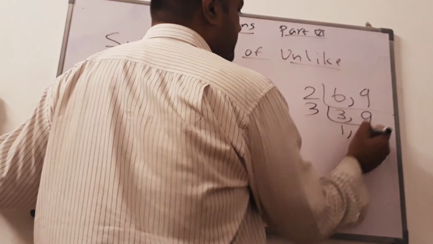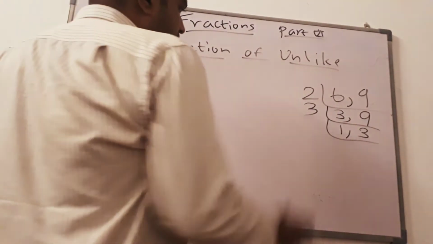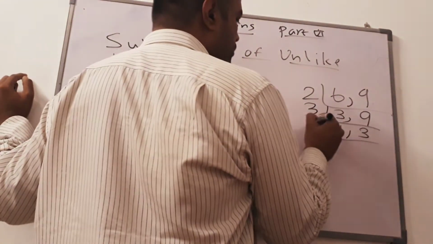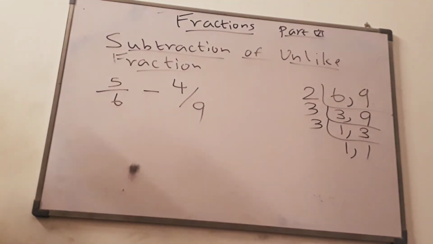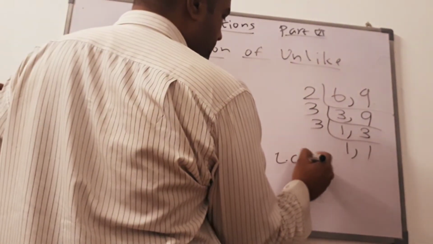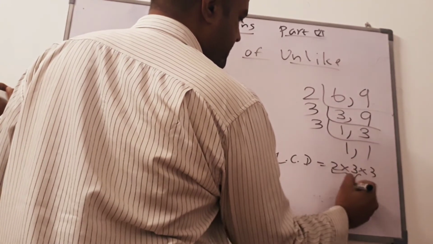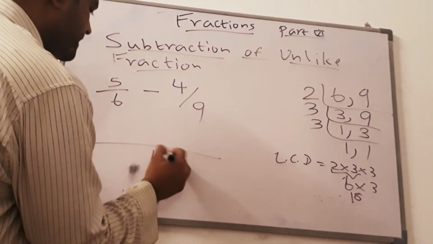So 1 comes, 9 means 3 times 3. Until it is 1 1, we have to keep on dividing. So to remove 3, we have to again divide by 3, hence we get 1 1. So here the least common denominator means 2 times 3 times 3. 2 times 3 is 6. 6 times 3 means 18. So the common denominator is 18.